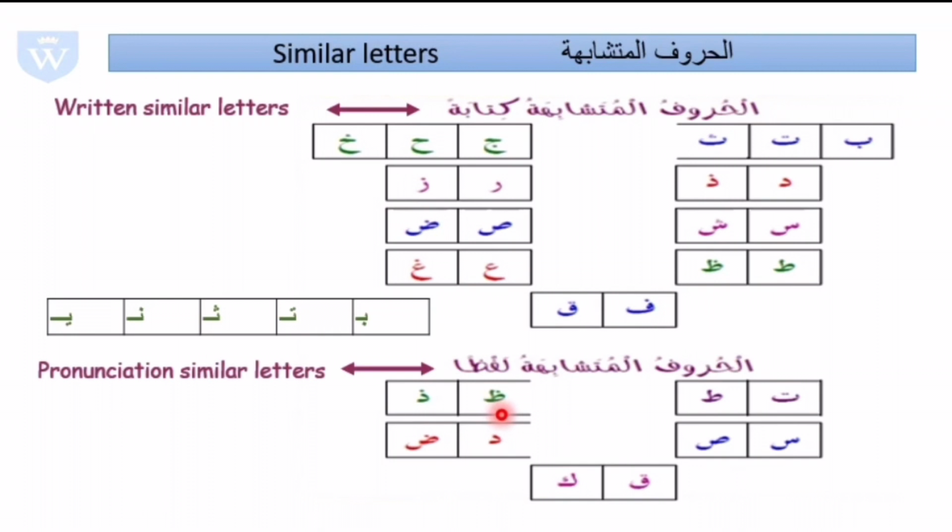The. One we say it light and the other dark. The. Sa, so. Sa, so. We also have the and the and the last one ق and ka. So your child should differentiate between the pronunciation and differentiate between the written similar letters.